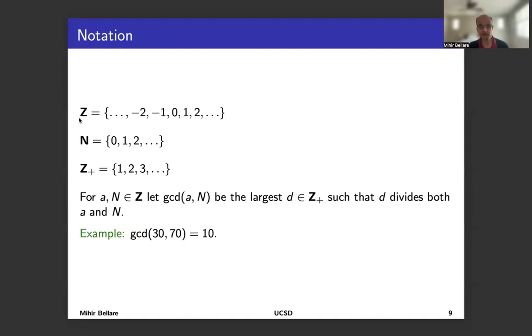So by z, we'll denote the set of all integers, negative, positive, and 0. The natural numbers n is the non-negative integers, and z plus is the positive ones, 1, 2, 3 onwards. When we have two integers, positive or negative, we can ask what is their greatest common divisor. That's defined to be the largest integer that divides both of them, and that itself needs to be a positive number. For example, if you're asked what's the greatest common divisor of 30 and 70, you notice that 10 divides them both, and nothing larger than 10 does.